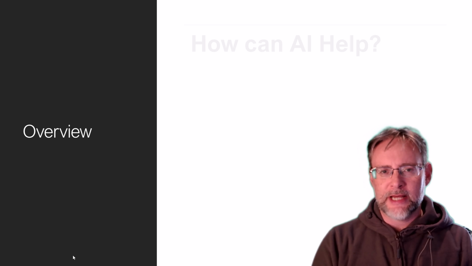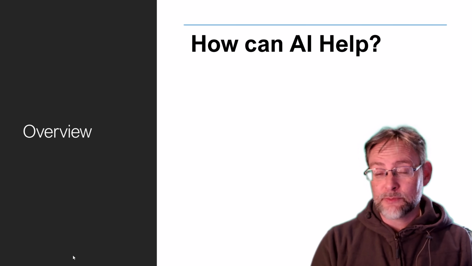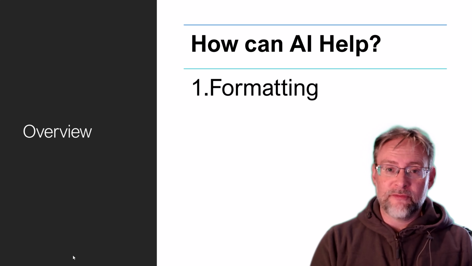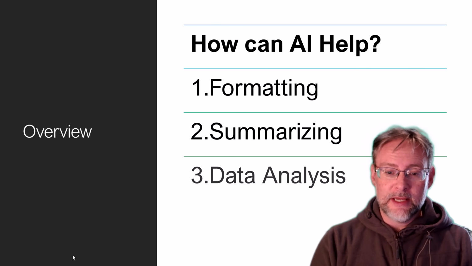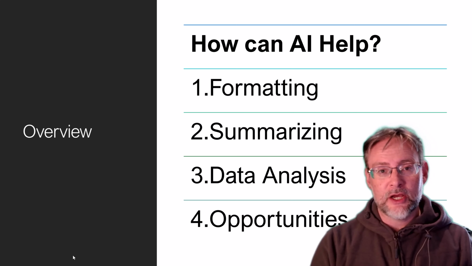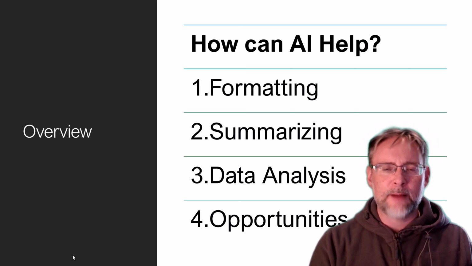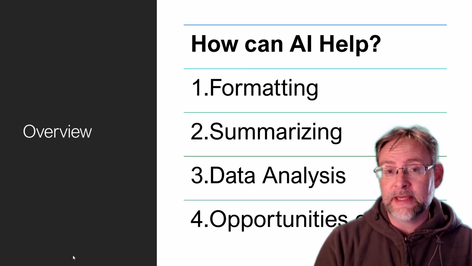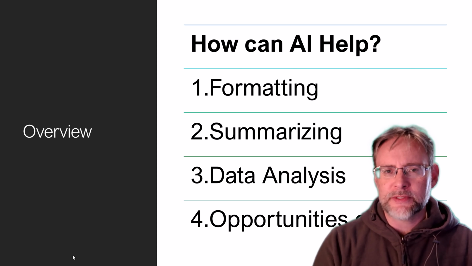So we're going to break this down into 4 steps. So how can AI help this process? It can help with formatting, summarizing, data analysis, and going over and finding additional opportunities or identifying gaps. And then we'll give a little bonus at the end.